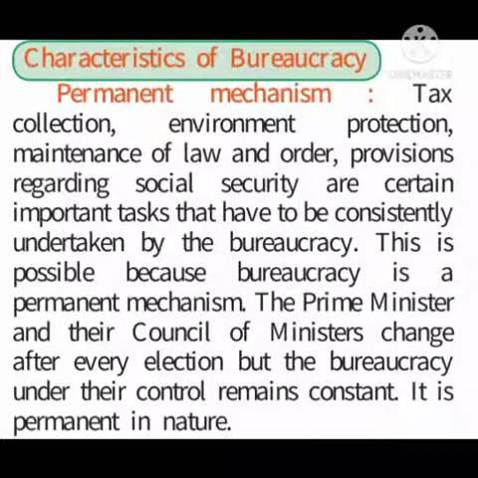Now, let us learn about the characteristics of bureaucracy. Bureaucracy is a permanent mechanism. The Prime Minister and the Council of Ministers change after every election. But the bureaucracy is permanent in nature. Therefore, some important tasks like tax collection, environment protection, maintenance of law and order, provisions regarding social security are always undertaken by the bureaucracy.